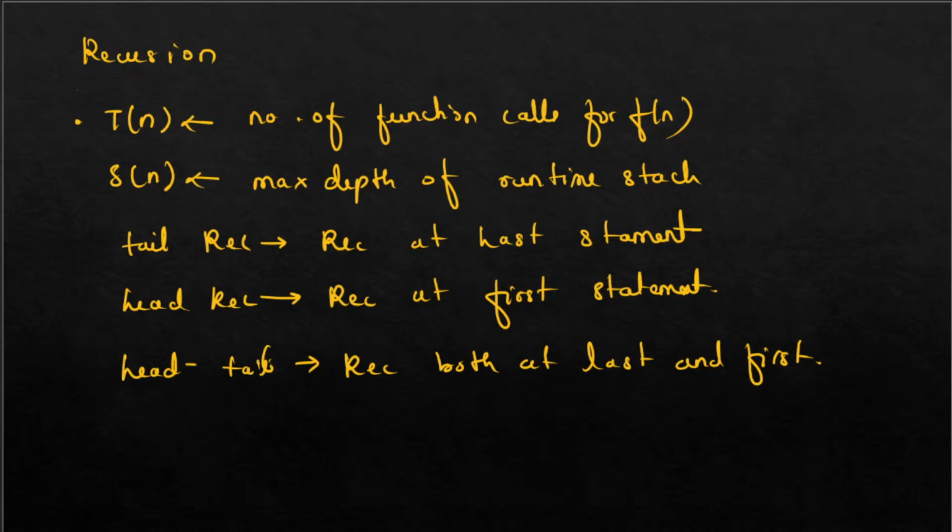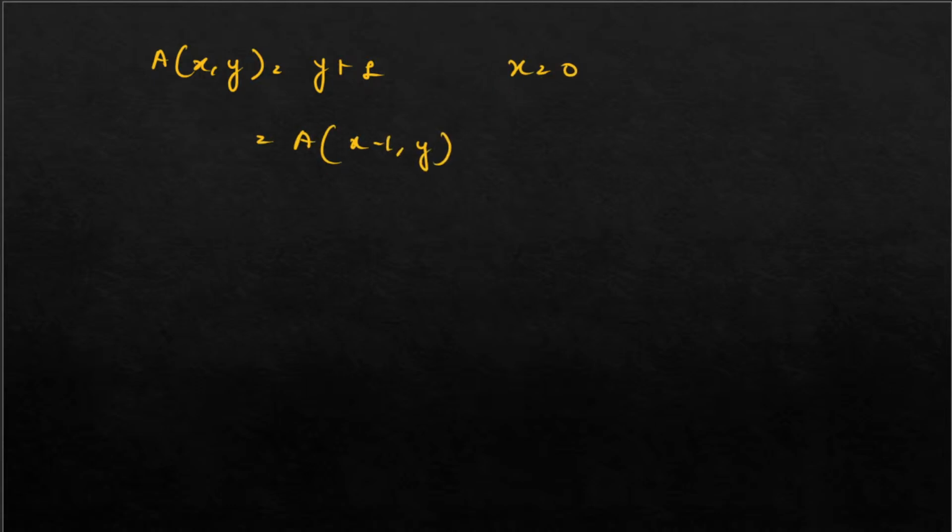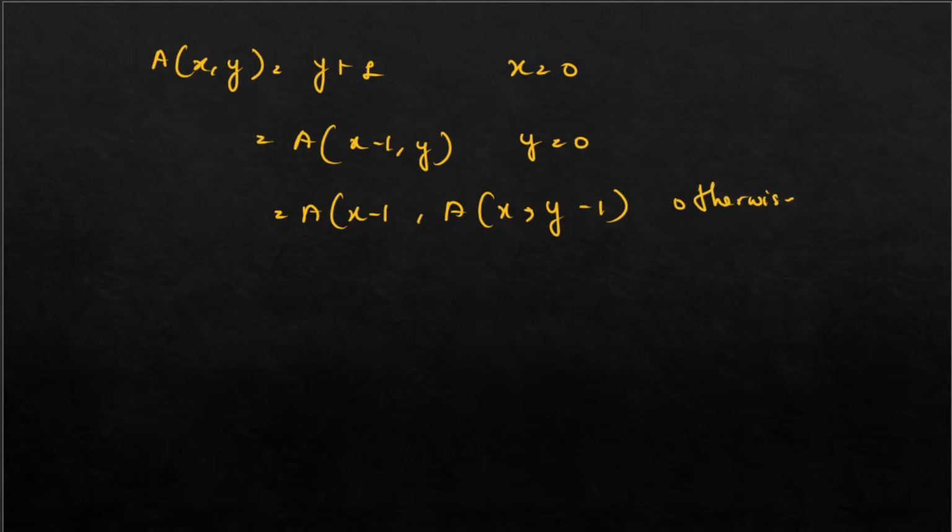Now let's discuss a function A(x, y), which is y plus 1 when x equals 0, A(x minus 1, y) when y equals 0, and A(x minus 1, A(x, y minus 1)) otherwise. This is for the else case, and this is called nested recursion. Recursion in recursion is called nested recursion. So I'm writing here nested recursion.